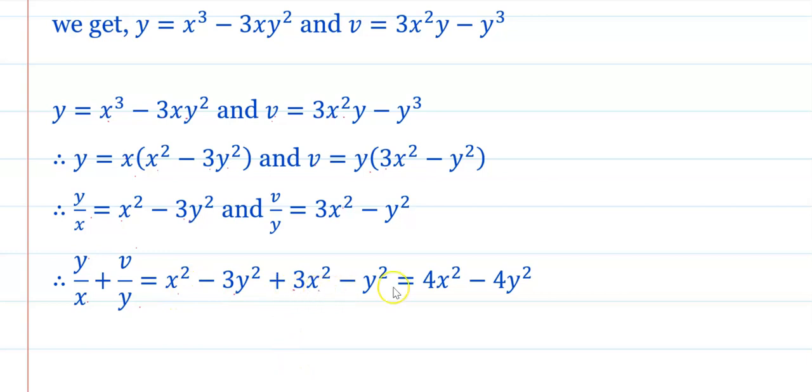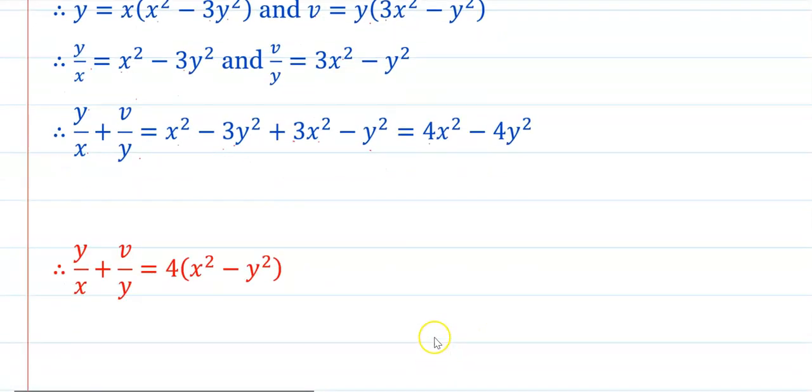x square plus 3x square, you are getting 4x square. Minus 3y square minus y square, minus 4y square. Okay. Take 4 as common. Then in bracket, you will get x square minus y square. Okay. And hence, y upon x plus v upon y is equal to 4 in bracket x square minus y square.